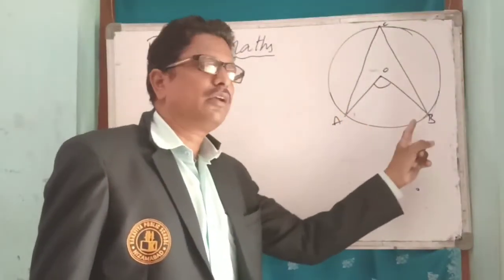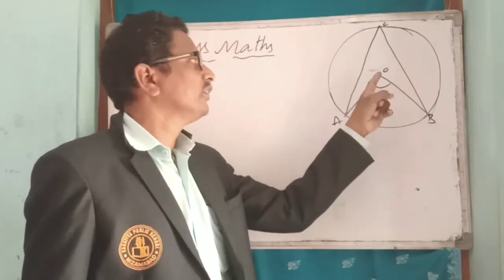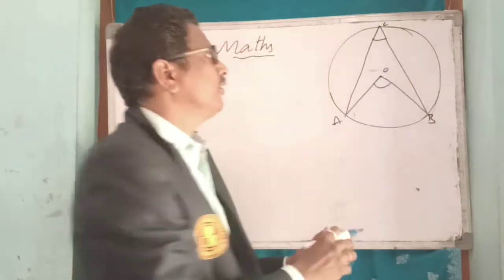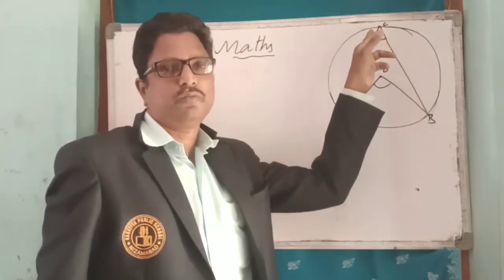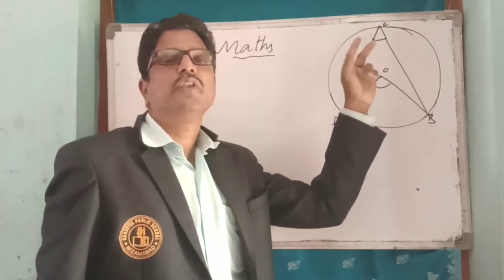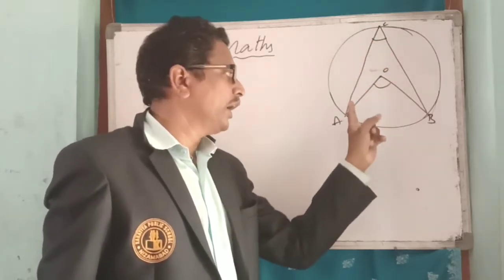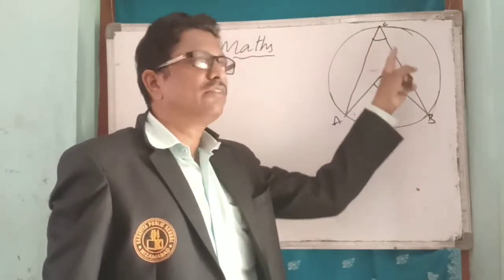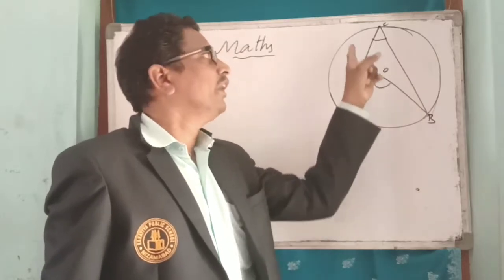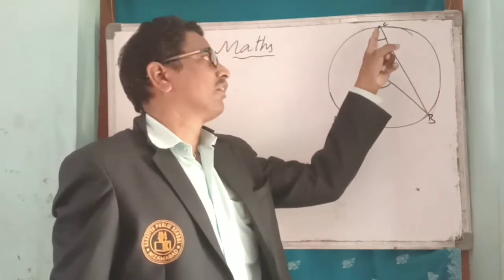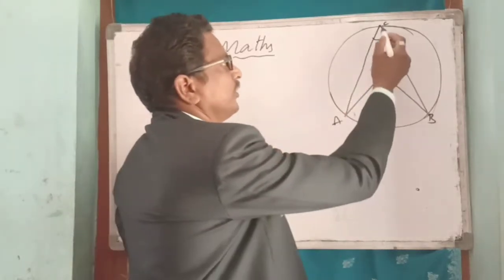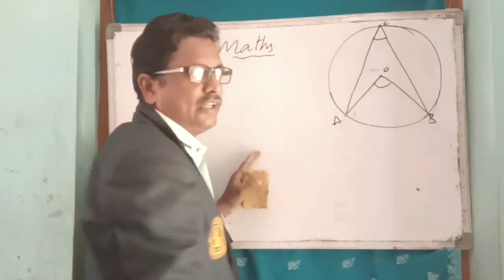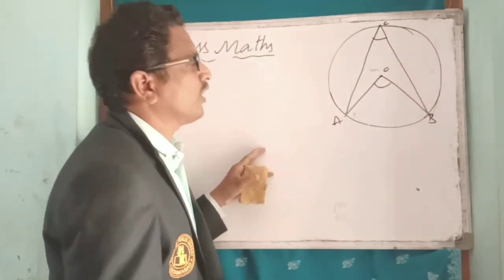Angle subtended by an arc at the center is twice the angle subtended by it at any point on the remaining arc. This concept yesterday we discussed and I proved also. Angle subtended by an arc at the center is twice the angle subtended by it at any point on the remaining arc. Means what? Suppose here 60 degrees, here 120 degrees. If here 100 degrees, here 50 degrees. This is concept one.